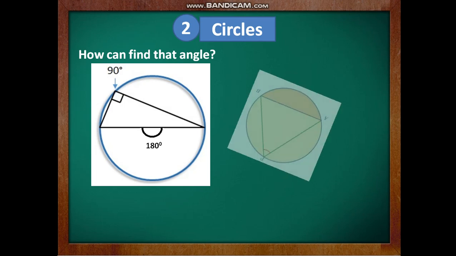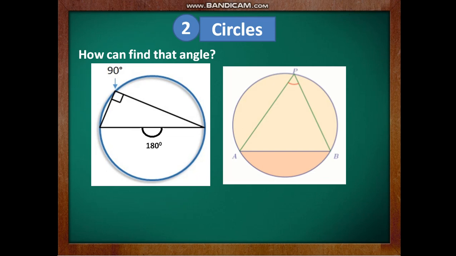So let's check this one. We want to find the angle at P. How can we? First we want to find the central angle. I am drawing a line to the center from A. Then I am drawing another line from B to the center. And if that central angle is given, suppose that is 120 degrees, the angle at P will be half of that angle, 60 degrees.